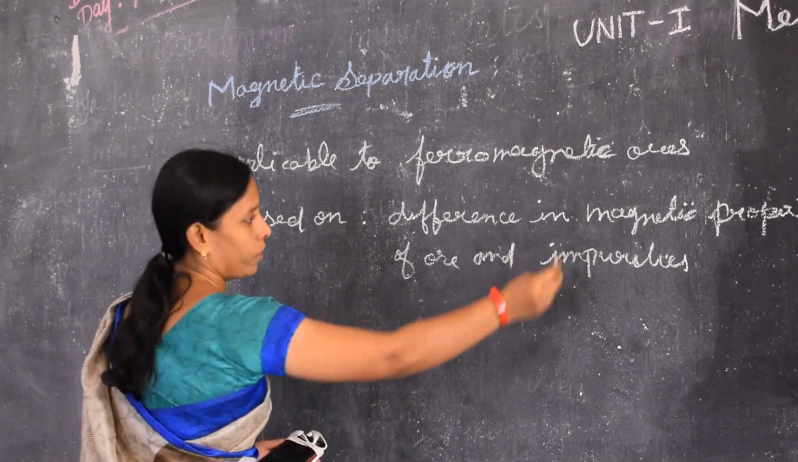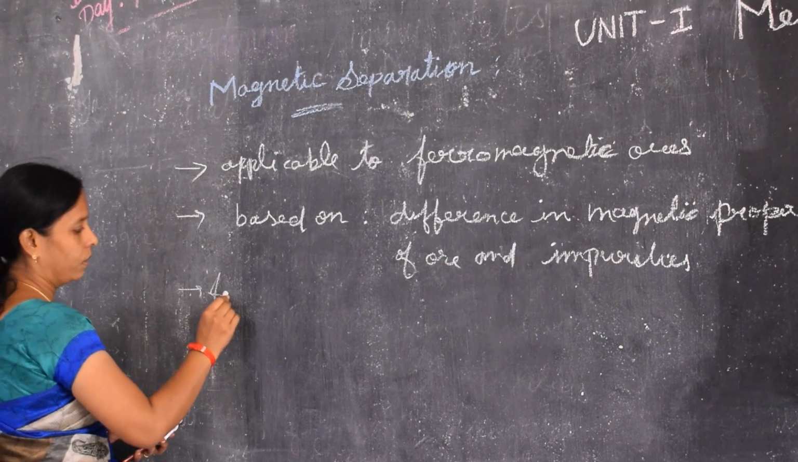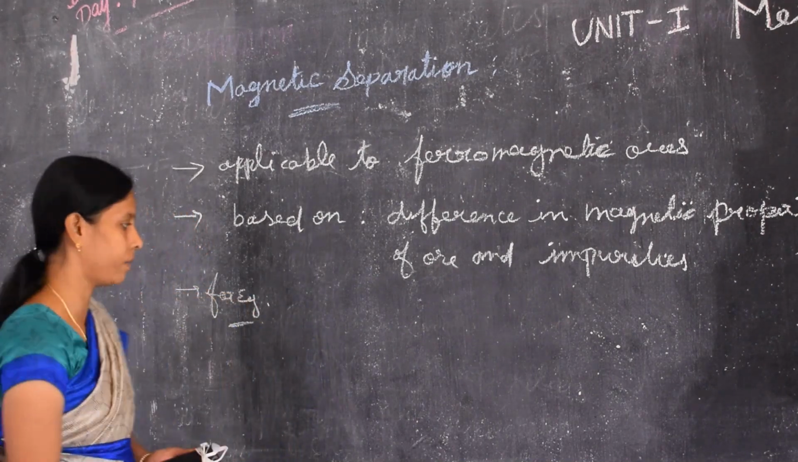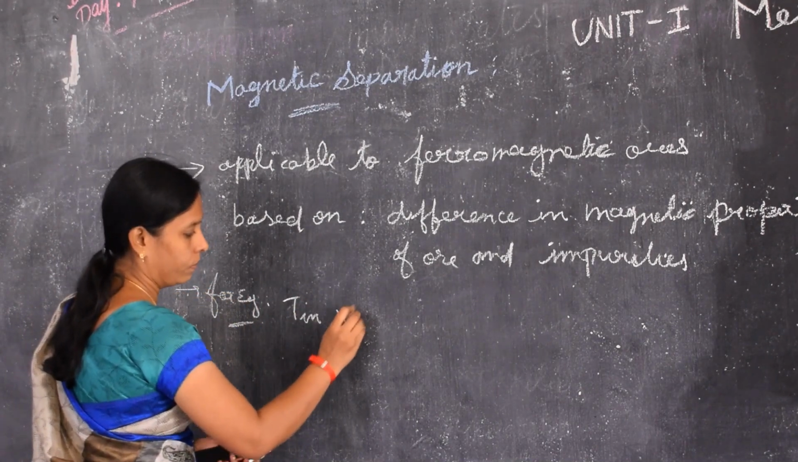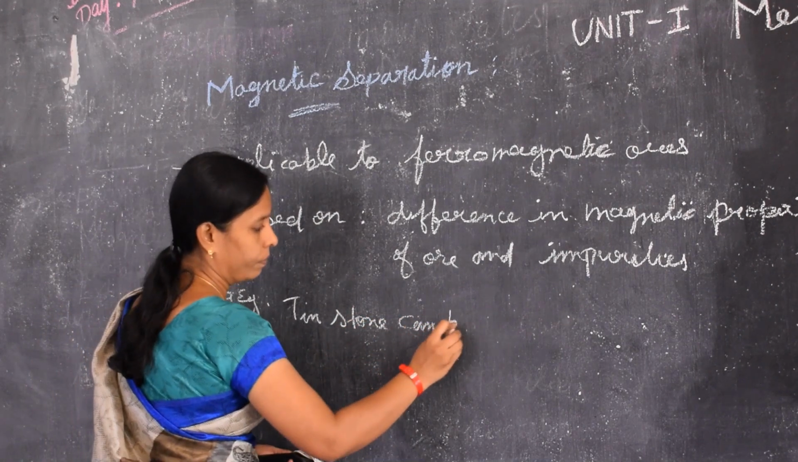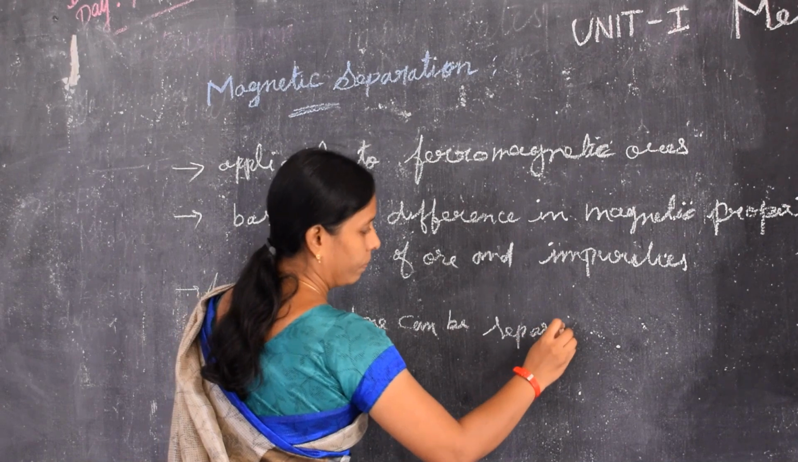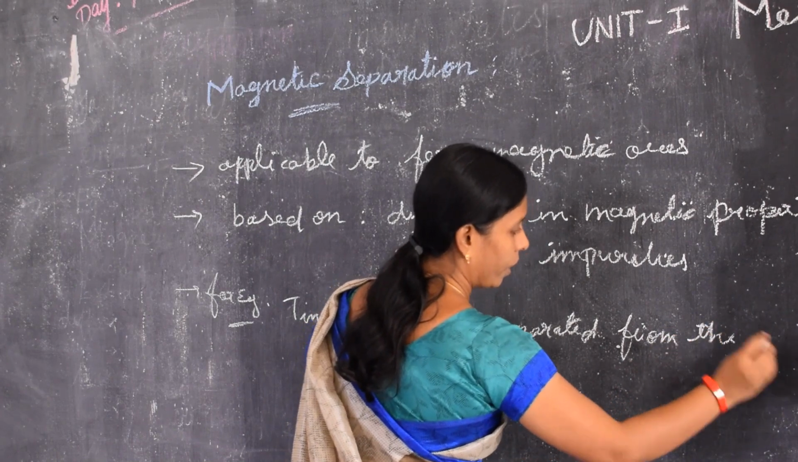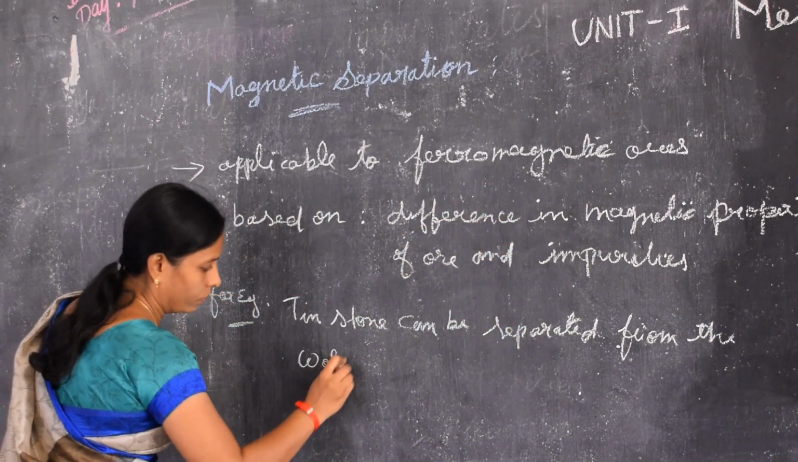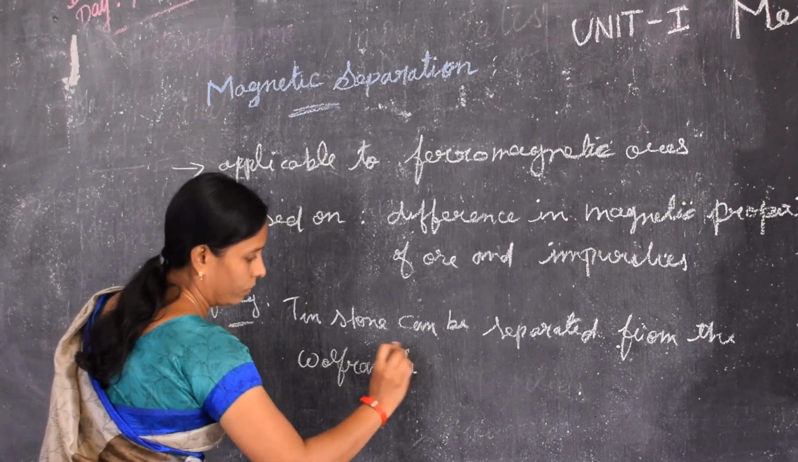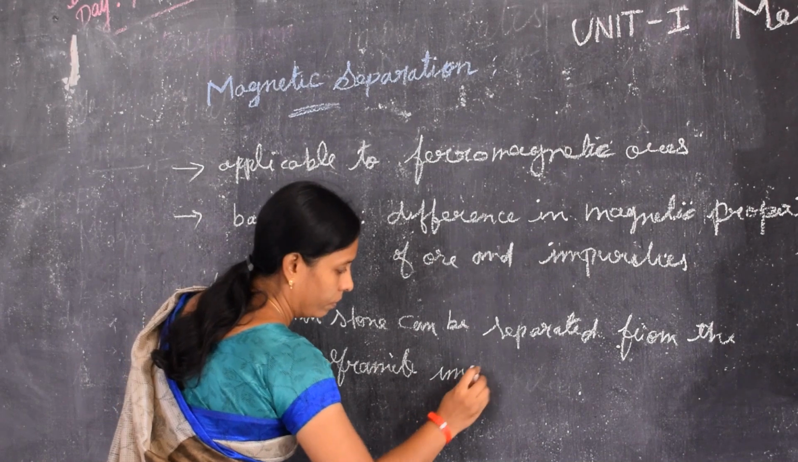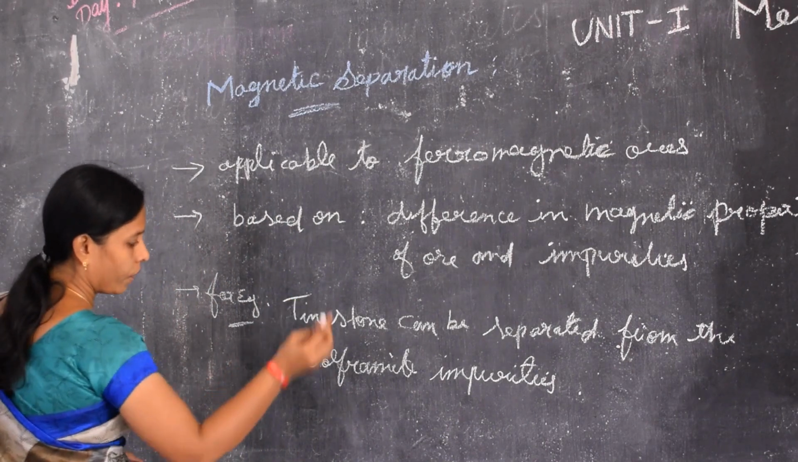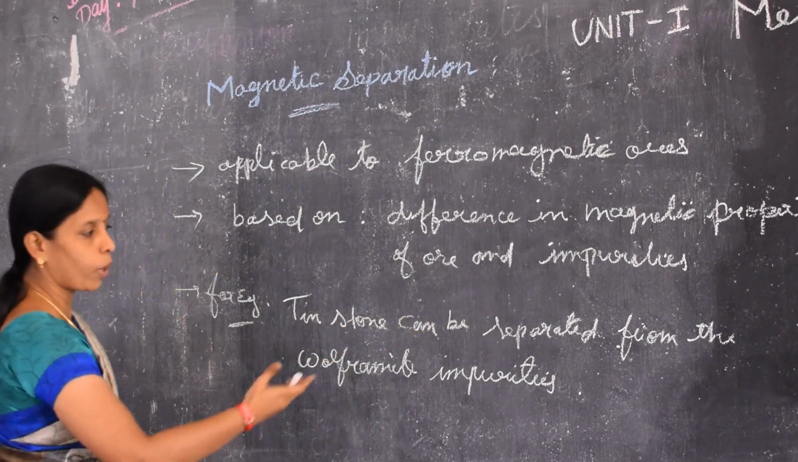For example, tin stone can be separated from the wolframite impurities.